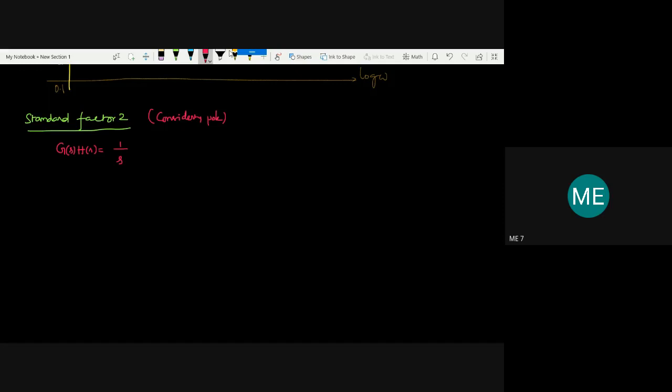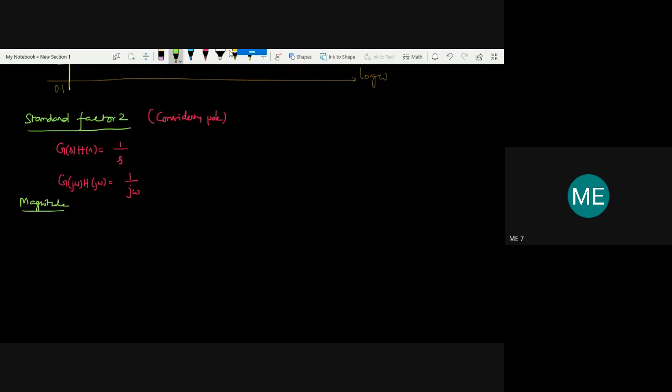If it is one pole at origin, any Bode plot should have five simple steps. First, replace s by j omega, so h of j omega is 1 by j omega. Now, after replacing s by j omega, we need to find the magnitude of this, so I'll go with the calculation of magnitude.